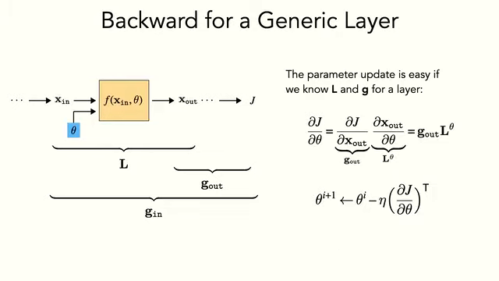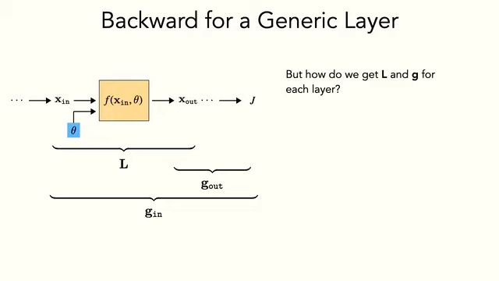Now if we want to update the parameters, that's actually really easy if we have both L and G. Essentially, it's just a multiplication, right? You have G out, and you multiply that by L of theta, and that matrix multiplication tells you which way to move. And so now you take your parameters, and you change them by your learning rate multiplied by that update.